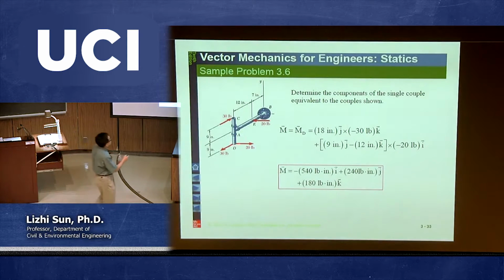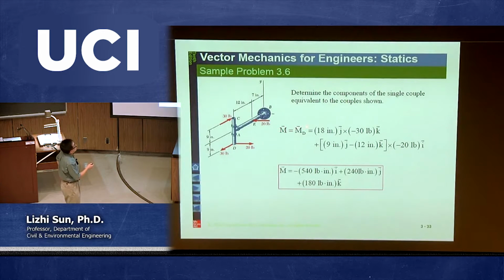Okay, back to this problem. Let's first take a look at how the text was trying to solve this problem. Number one, you randomly pick a point, let's say point D. If you pick point D, then you just calculate the moment of this force about point D, the moment of this force about point D, the moment of this force about point D, and the moment of this force about point D. You add them together because they're all vectors, right? You can add them together and you get the result.